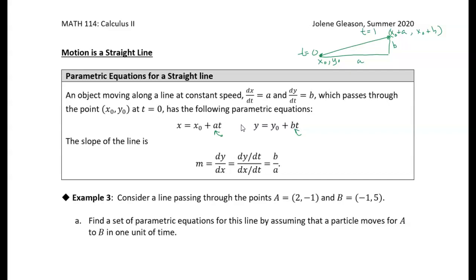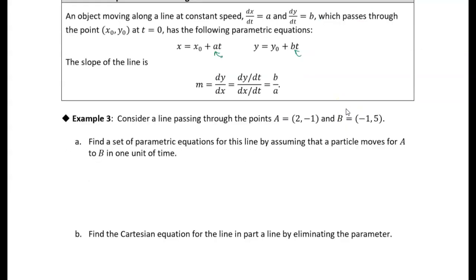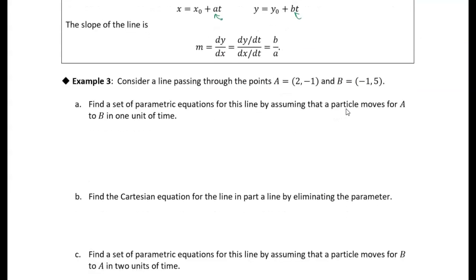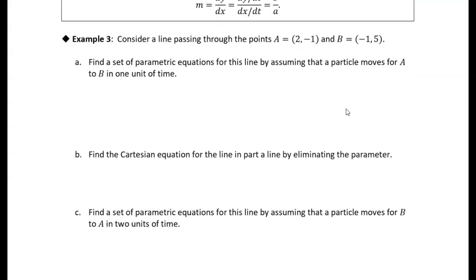All right, that's a lot of real general information. Let's look at an example, and I think it'll make more sense. So in example 3, we've got a line that's passing through these 2 points, A and B. A is 2 comma negative 1, and B is negative 1 comma 5. And we want to find a set of parametric equations for this line.